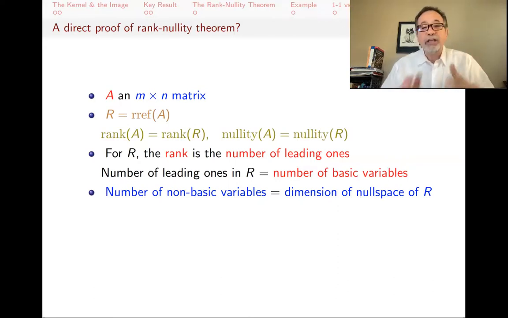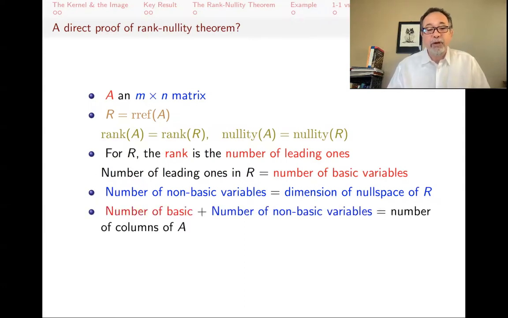And that needs a little bit of thought. But this is actually a proof of that too, because we already know that the dimension theorem is true. Okay, so if that's the case, then clearly the number of basic variables plus the number of non-basic variables is the number of columns, because every column is associated with one of the variables, and the variables are either basic or non-basic.